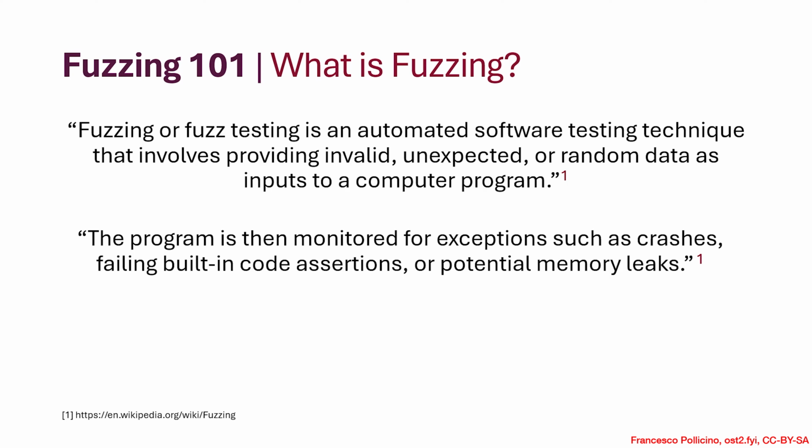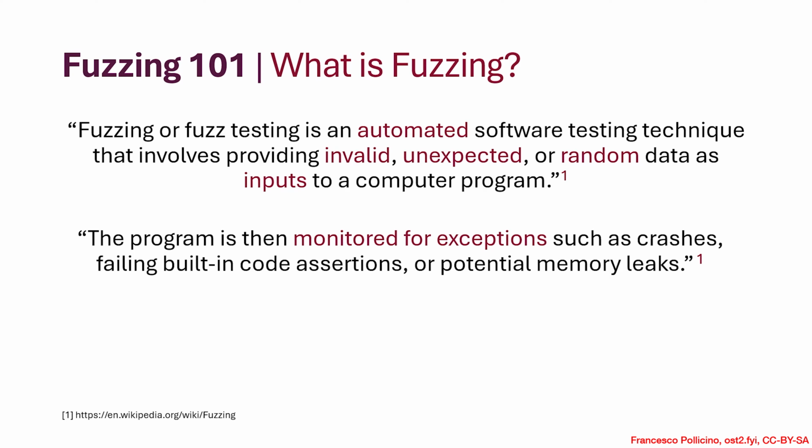So, what are the key concepts behind fuzzing? In this slide, I reported the Wikipedia definition for fuzzing, but let's focus on the keywords. The first keyword is automated. Fuzzing is an automated process, meaning that once the initial setup is complete, no human intervention is needed to generate inputs or to run the tests. Let's say more or less no human intervention.